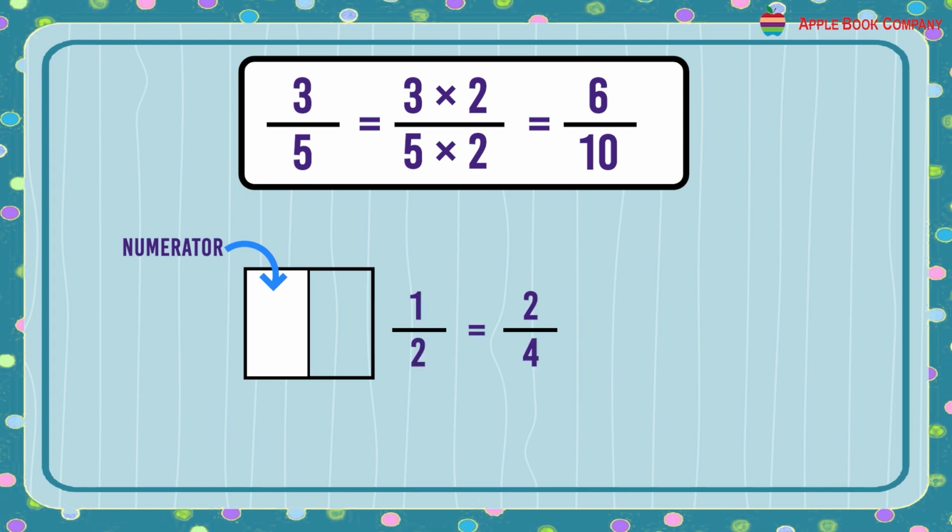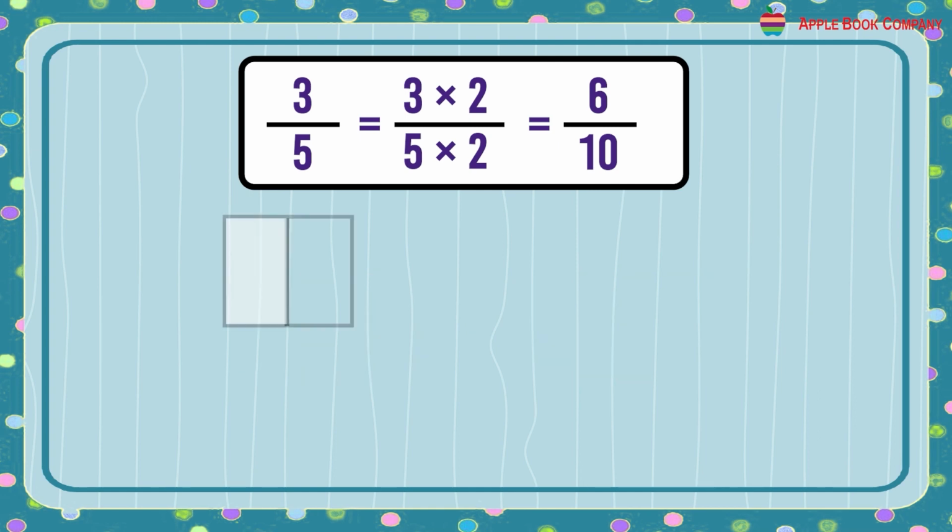Now 2 by 4 is called an equivalent fraction. Now let's see how 2 by 4 is represented in the diagram. Draw a square and divide the square into 4 parts. To show 2 by 4 in this diagram, shade 2 parts. Numerator 2 shows the shaded parts.